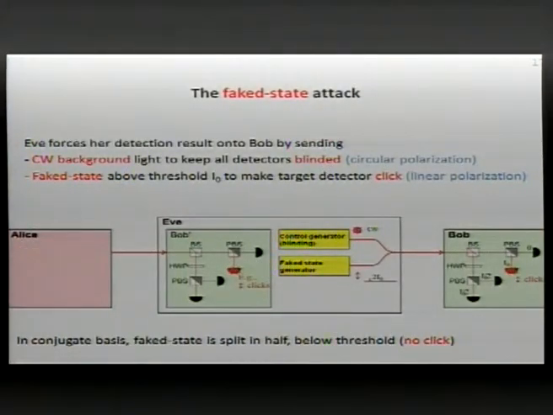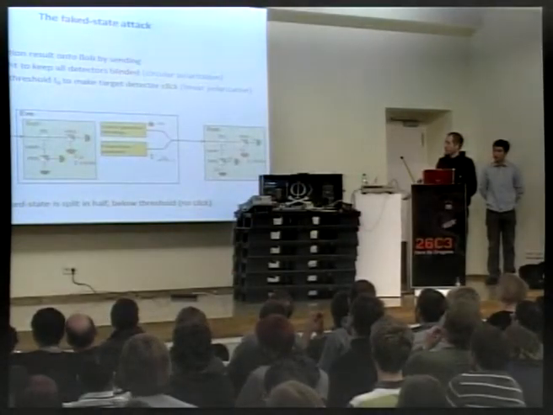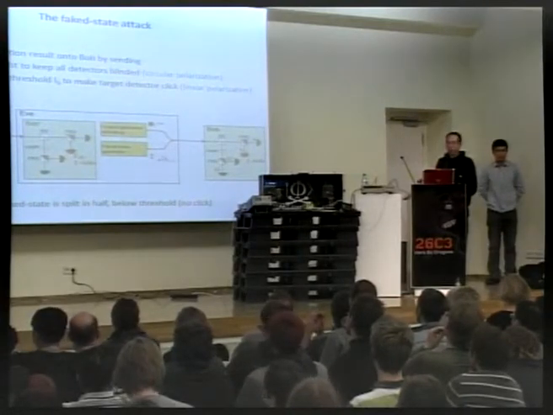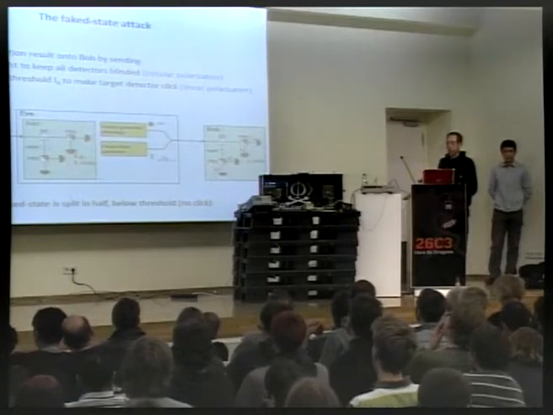So basically the general idea is that Eve will force her detection result onto Bob by first using a control generator, sending bright illumination into all detectors to blind them. So all 4 detectors are blind. And then we consider the case here where, again, the detector recording vertical polarization clicks. What Eve has to do to address this detector is to send a fake state generator with vertical polarization and 2 times the threshold intensity at which the detector clicks.